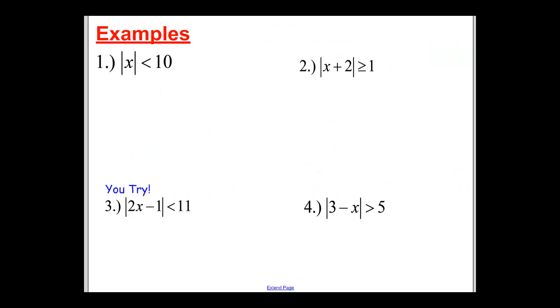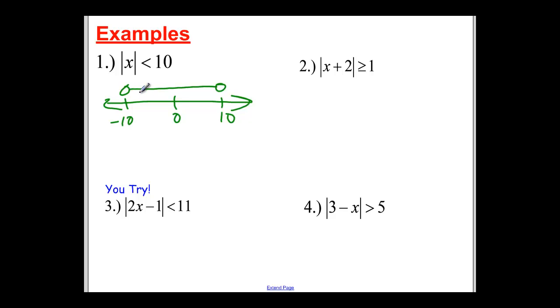So let me go through a couple examples to show that here. I'm going to show this one simply. I'm going to graph on a number line. We have 0 in the middle, 10 over here, and -10 over here. I want to do an open circle, and since x is less than, that means in between. So it looks like that.